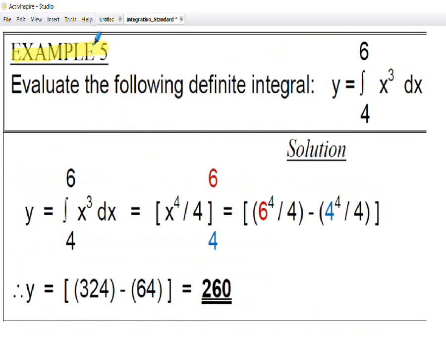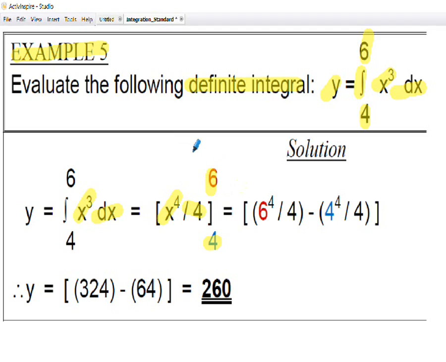Example 5 here, we're asked to solve another definite integral. y is equal to the integral of x cubed with respect to x between the limits of 4 and 6. x cubed is a standard form. Integrating x cubed with respect to x, we get x to the 4 upon 4 between the limits of 4 and 6. Again, notice the square brackets used here and the limits at the back of the brackets.